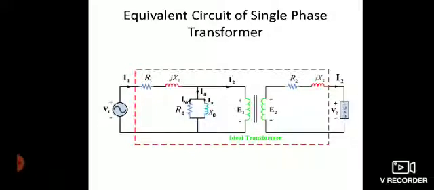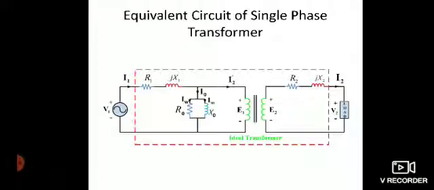Actually, in this case, we will discuss a practical transformer which has secondary winding resistance R2 and secondary winding leakage reactance X2. Similarly, in the primary winding, R1 is the resistance and the primary winding reactance is known as X1. There are shunt branch parameters also available in the primary winding, known as R0 and X0. Usually the values of R1, X1, R2 and X2 are very low as compared to R0 and X0.